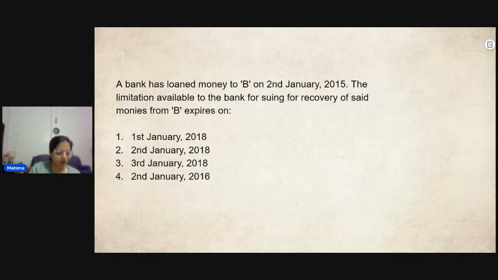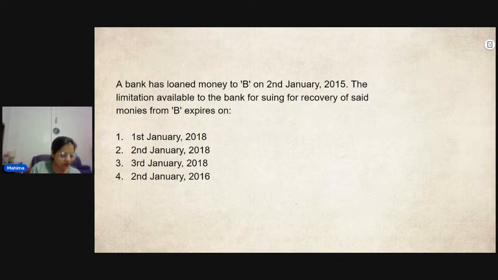Divya is saying no. 1st January is not a public holiday. Courts are closed on 1st January. Yes, then also the correct answer should be 2nd January 2018. But if we apply the first day exclusion rule, 2nd January is excluded, and then we count from 3rd January, then the correct answer should be 3rd January 2018.